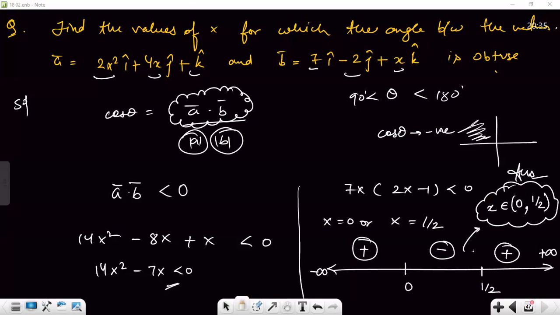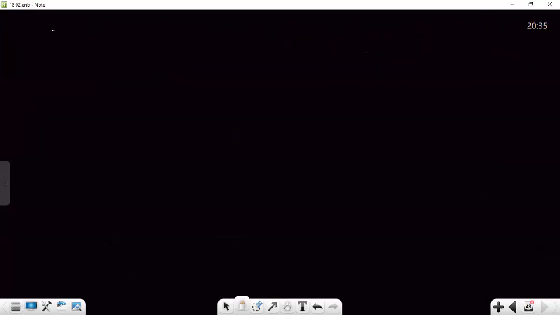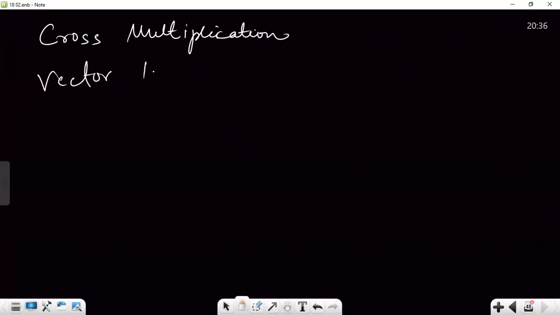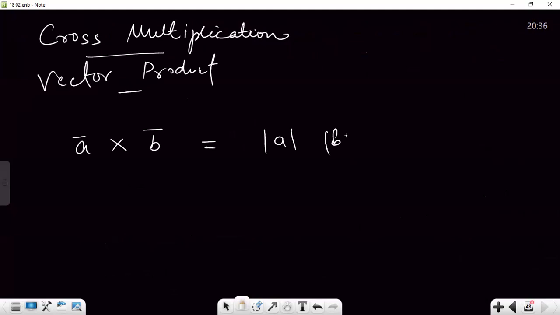Okay, then that's much about the scalar product. Let's now move ahead and discuss the cross multiplication of vectors, or we call it the vector product. This is represented by A vector cross B vector and is given by A vector's magnitude into B vector's magnitude into sine theta this time, along with the unit vector.